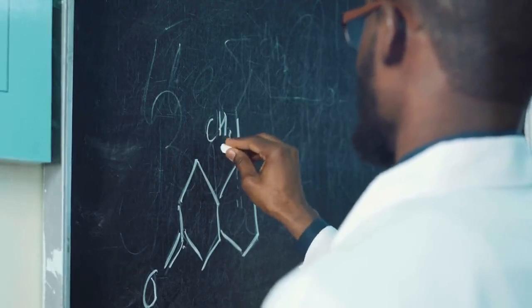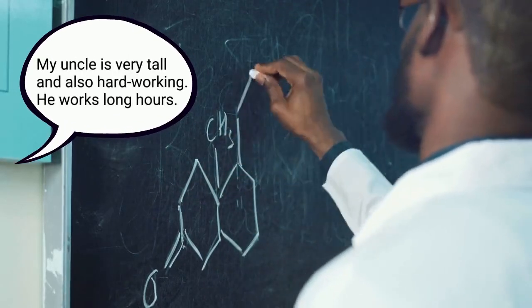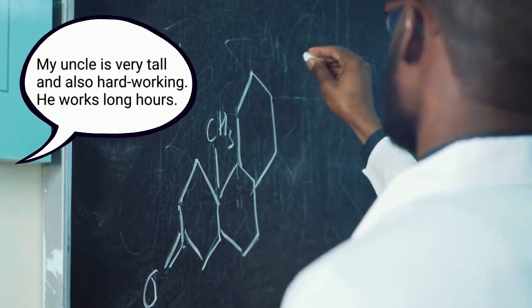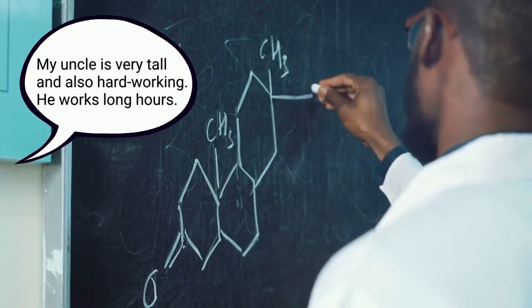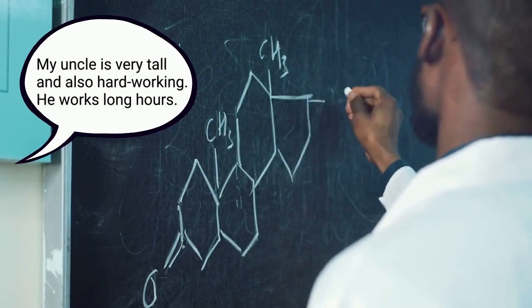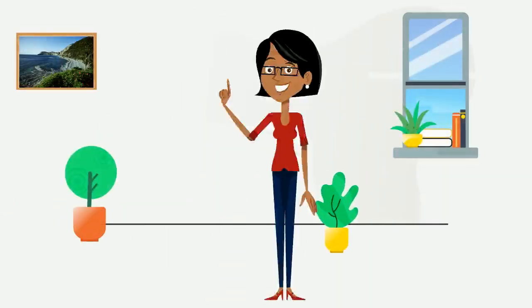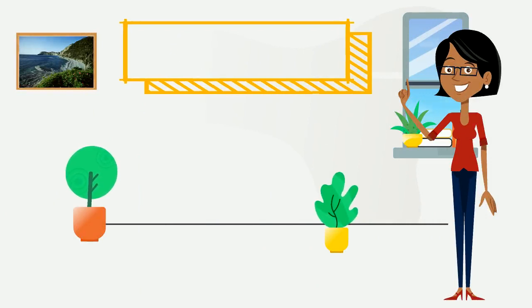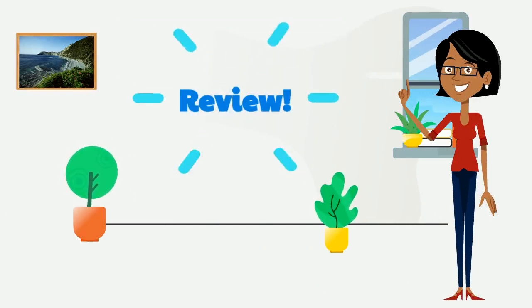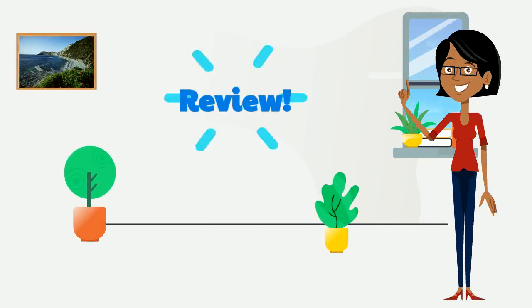You'll need to do an example first, of course, like this. My uncle is very tall and also hardworking. He works long hours. Okay, I promised you 5 tips, so here it is. Number 5, review. Yes, in your next class, start with a review of what they did in this lesson.